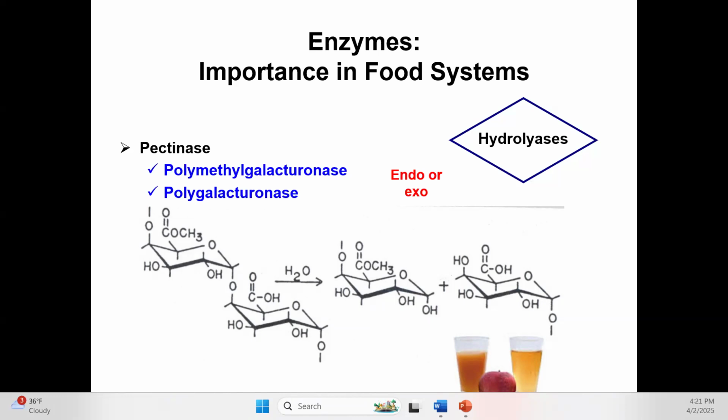It's used in the food industry to clarify apple juice, for example. When you use these pectinases, you break down the pectin and then you clarify your apple juice. That's one application.